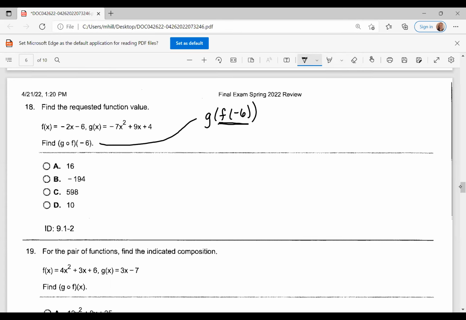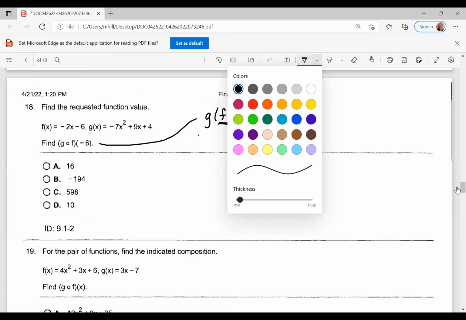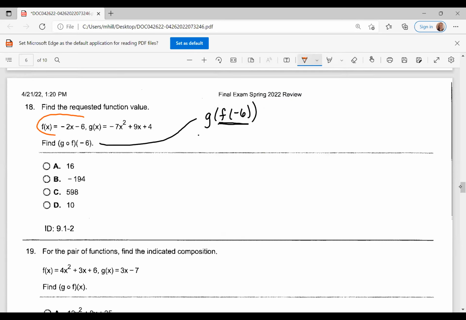So if I want to find f of -6, then what I'm going to do is everywhere I see an x, I'm plugging in my -6 here. So I work on from the inside outwards. I figure out what the answer to this is. -2 times -6 would be 12, and 12 minus 6 is 6. So f of -6 is equal to 6.